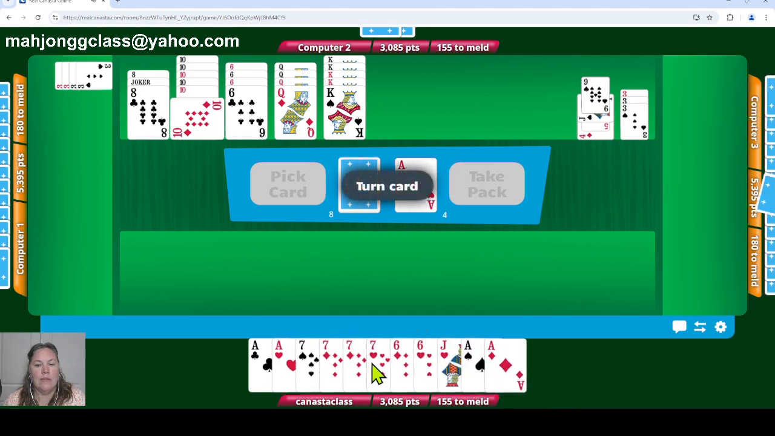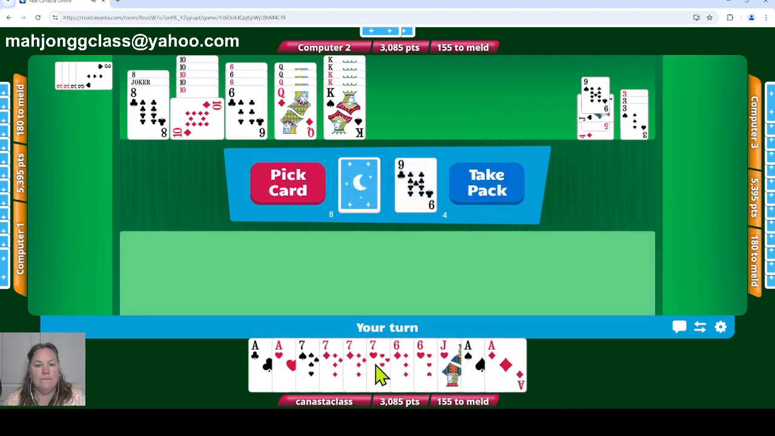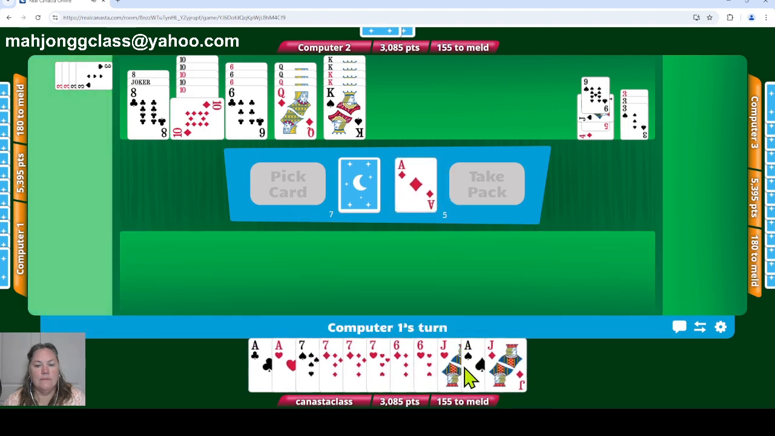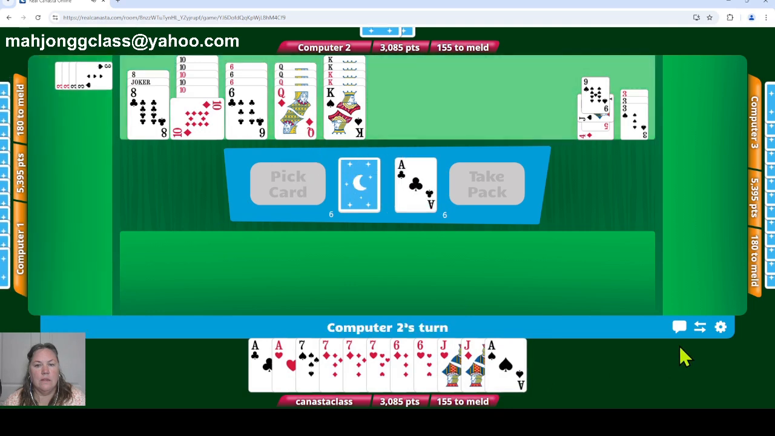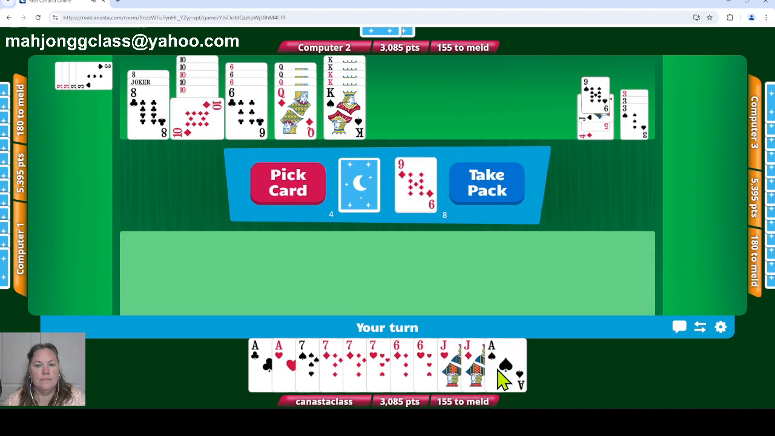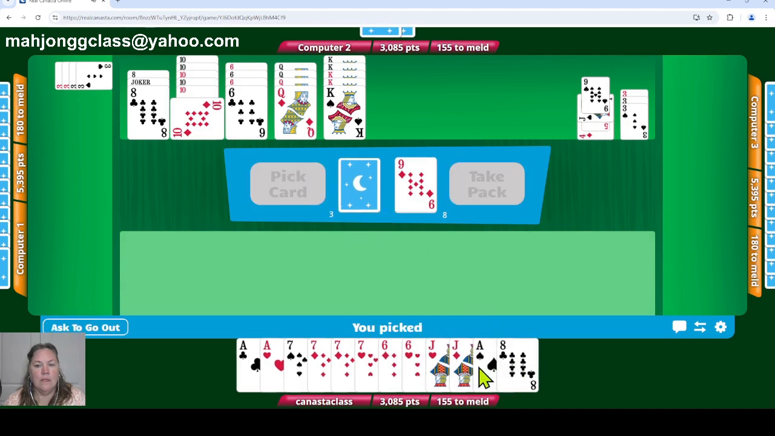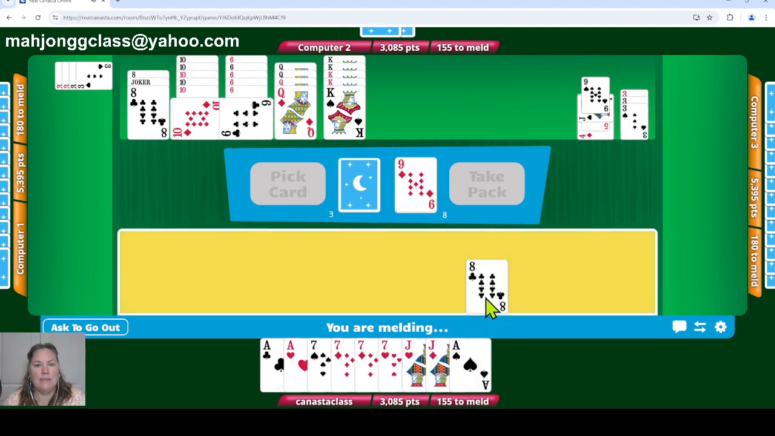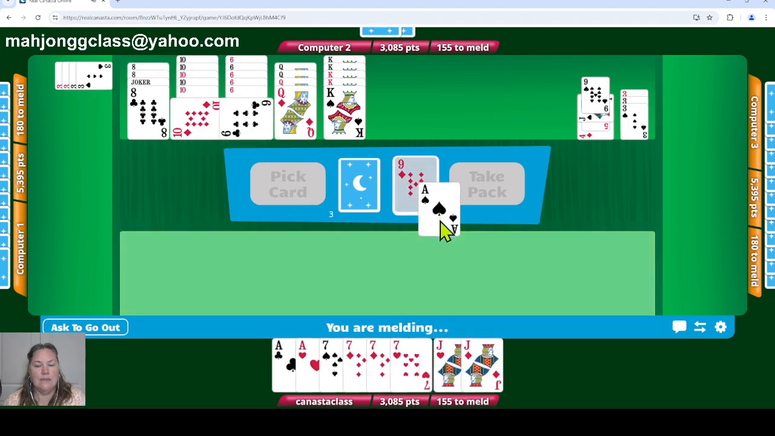So we are going to get stuck with one of them. And let's get rid of an ace. That's 2 aces. Put out my 6s, and I'll put out my 8 and get rid of the ace.